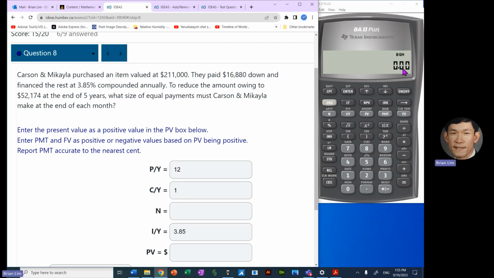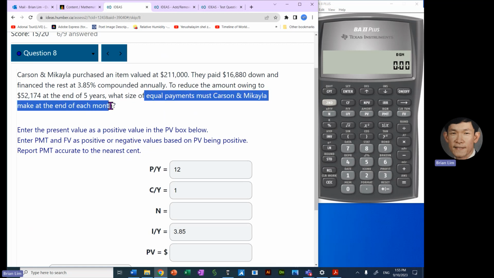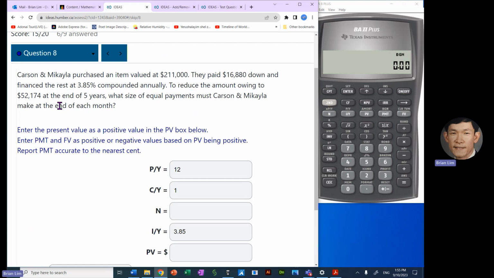But first, as you can see right now, we are in the begin mode. So we need to get to the end mode because these are equal payments made at the end of each month. There is the word of interest, end. So second BMT, second enter. Now we're in end mode, so there is no display and we quit.